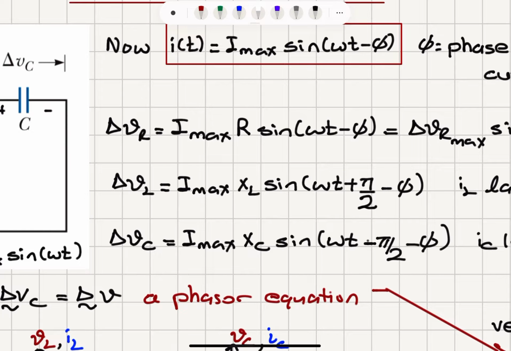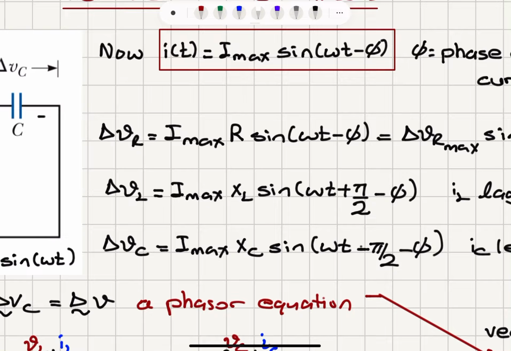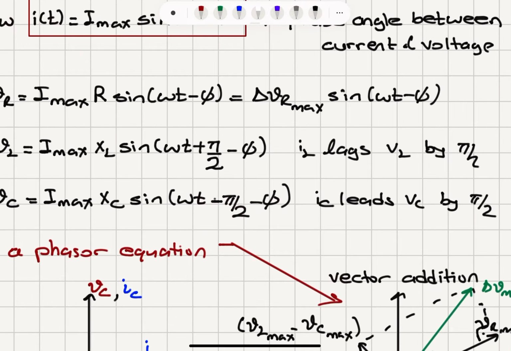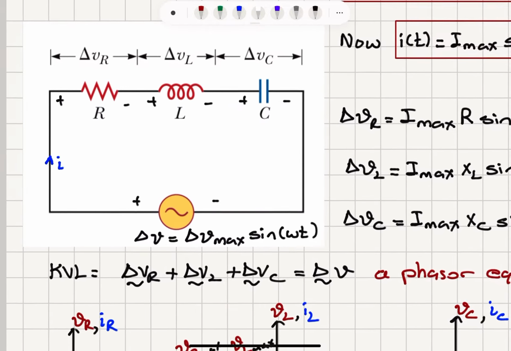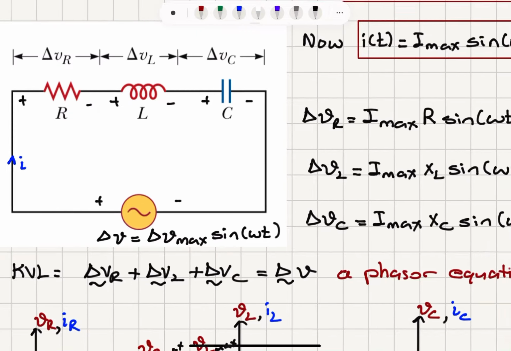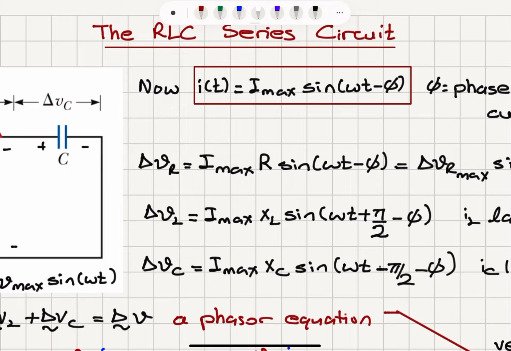Now, when we come to the inductor, we remember that in an inductor, the current lags voltage by an angle pi over 2. That's what we have shown before. So what is the relationship between the current flowing through R, L, and C? These currents are the same. That's a property of the series connection. So the current will be the same. IL will be I max sine omega t minus phi.